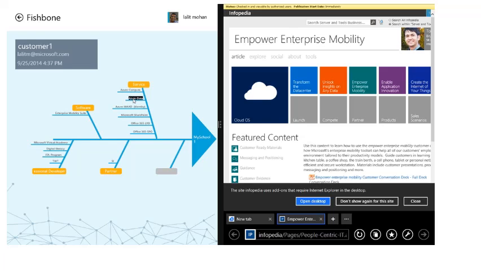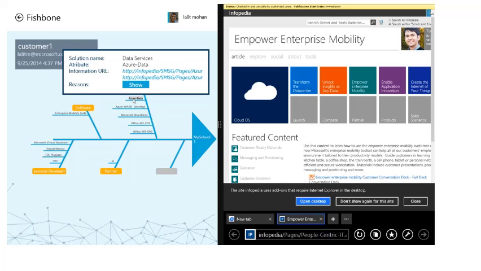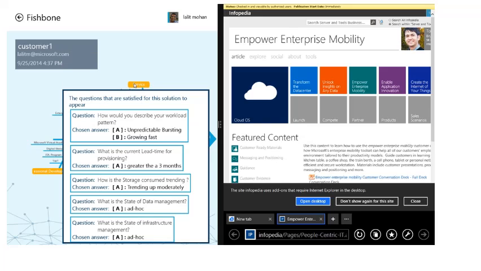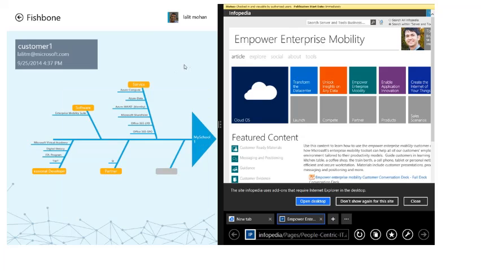Similarly, let's explore why Azure Data Service was recommended. Customer 1 has unpredictable bursting of workload. Workload is growing fast. They have a high lead time for any requisition for new components to be bought in their infrastructure. And currently, the discipline for managing data and the infrastructure is lacking. These combined reasons used by the solution rules in StarLite recommended Azure Data as one of the solution components.